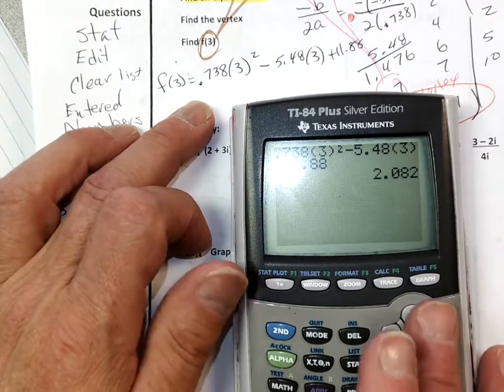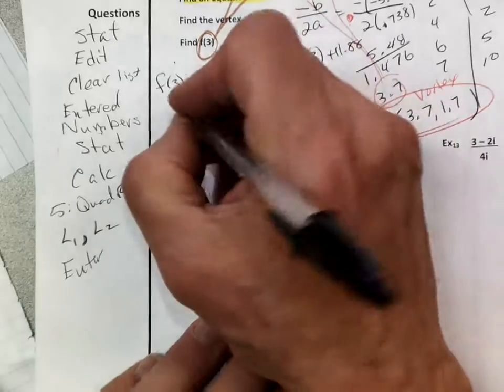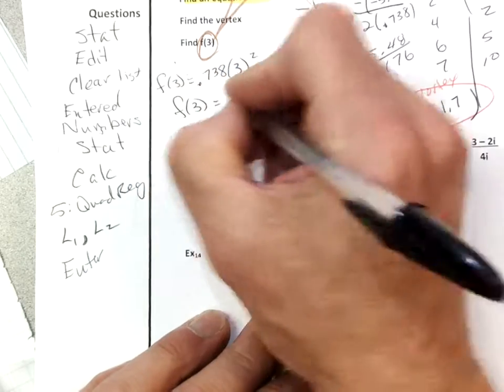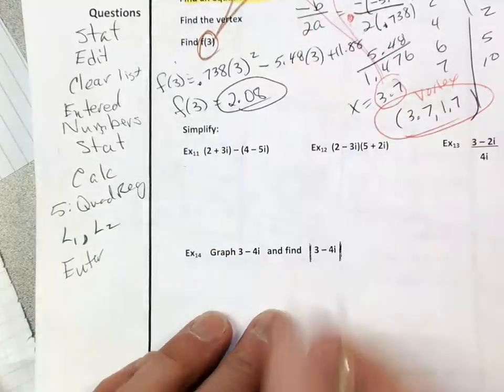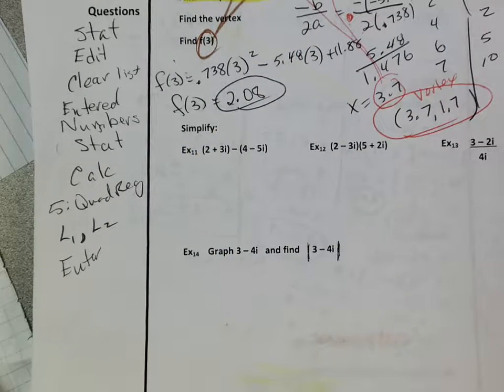So I get an answer of about 2.08, okay? So f of 3 is about 2.08. Okay, there we go. That was easy, okay? Not bad, okay? All right.